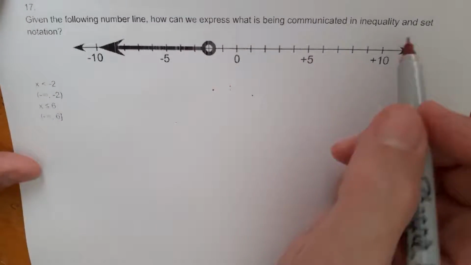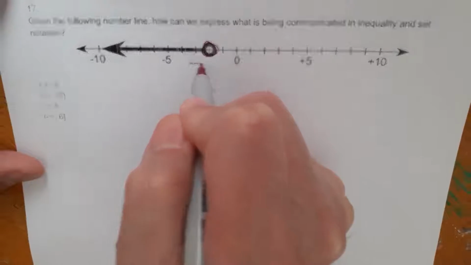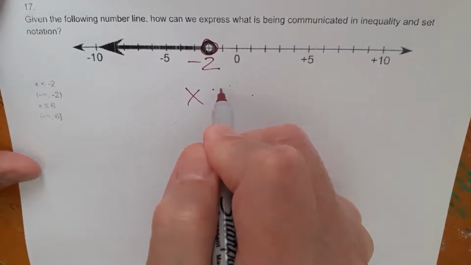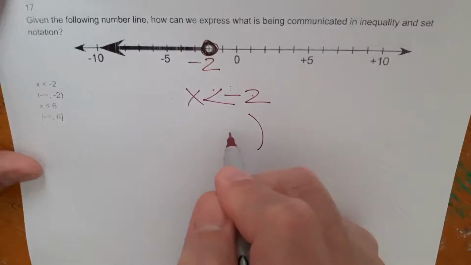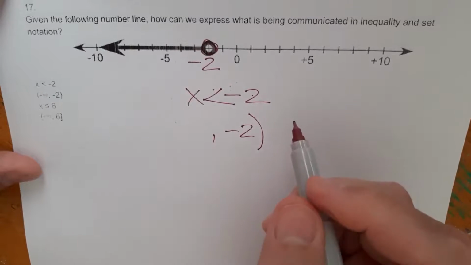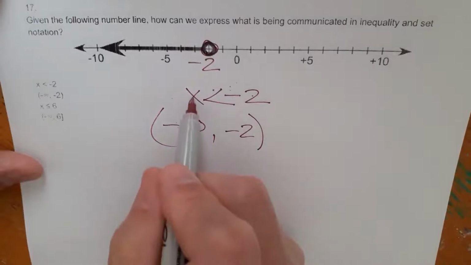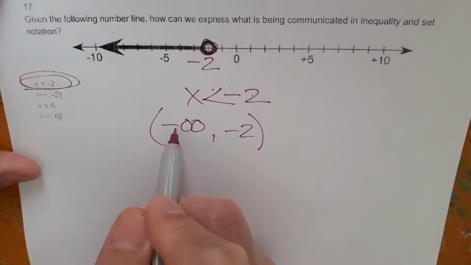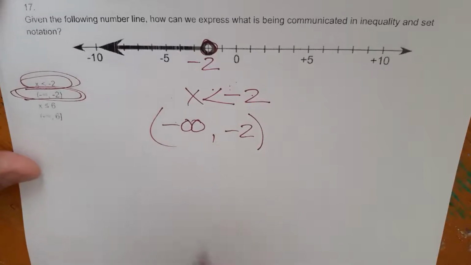Given the following line, let's see what we got. We've got an open dot here. This is at negative 2. All right, so it looks like x is less than negative 2. We're going to have a parentheses, negative infinity, comma, negative 2, parentheses. So x is less than negative 2, parentheses, negative infinity, comma, negative 2, parentheses. Right?